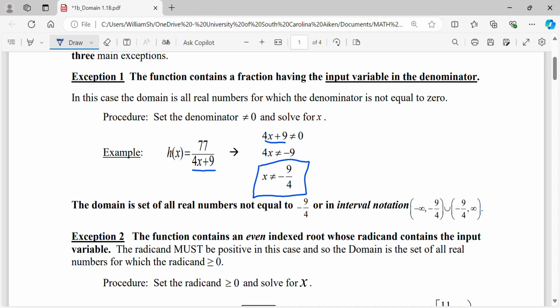So anything in the denominator that has a variable, we set it not equal to 0 and figure out what that variable can't be.